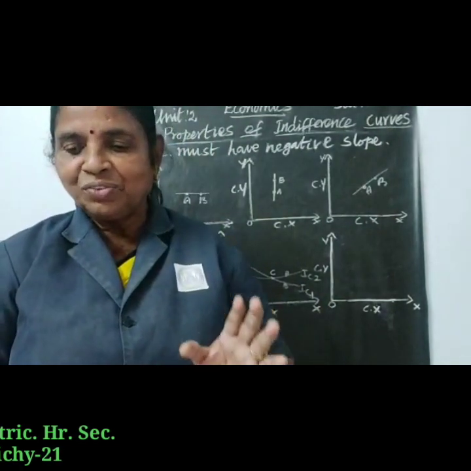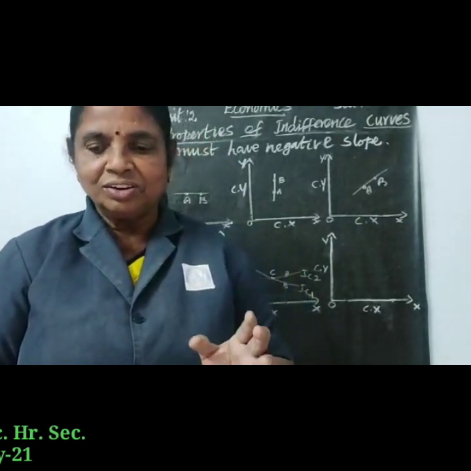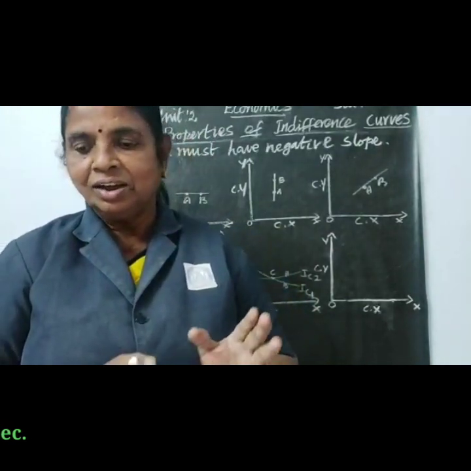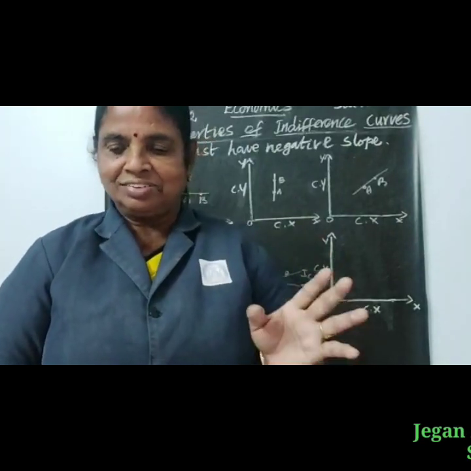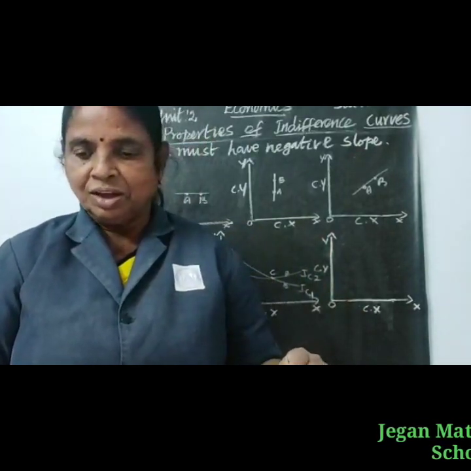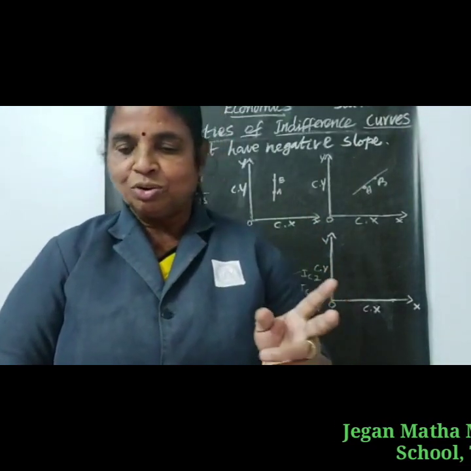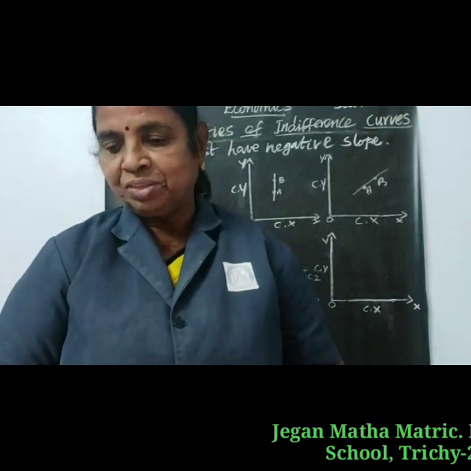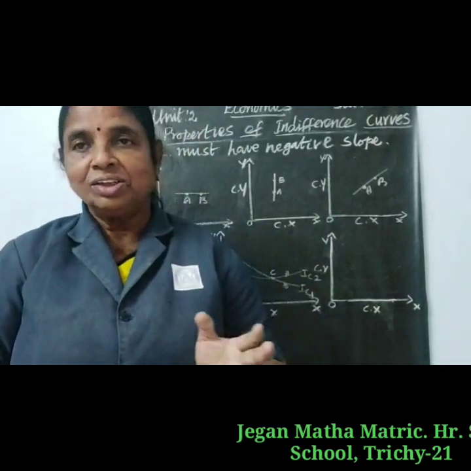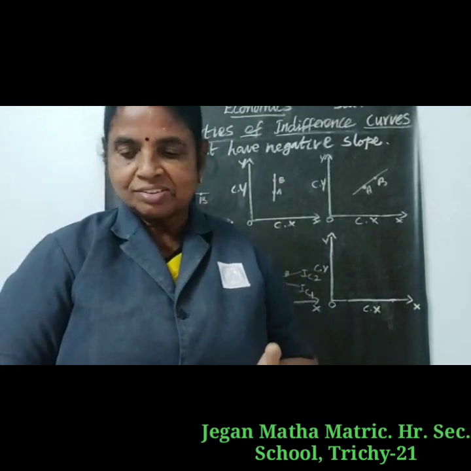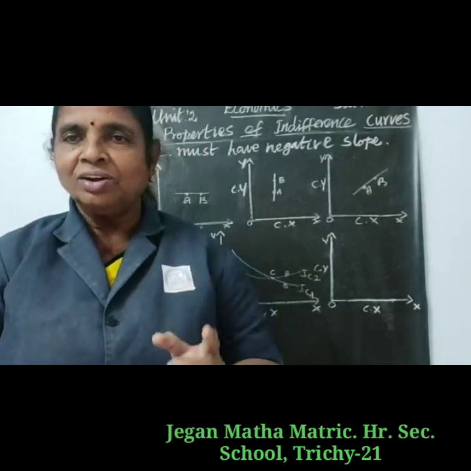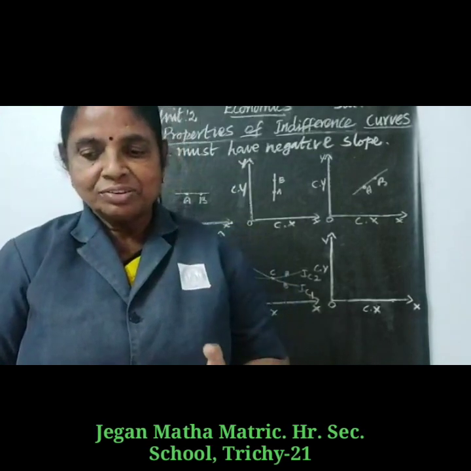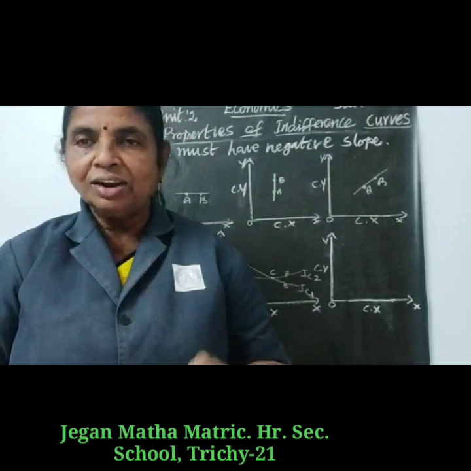And fourthly, indifference curves do not touch the horizontal or vertical axis. If they touch the axis, it violates the basic assumption that the consumer purchases two commodities in a combination. Purchasing only one commodity means monomania, that is, the consumer's lack of interest in the other commodity, or his insistence on purchasing only one commodity. So the fourth important property is that indifference curves do not touch the horizontal or vertical axis.